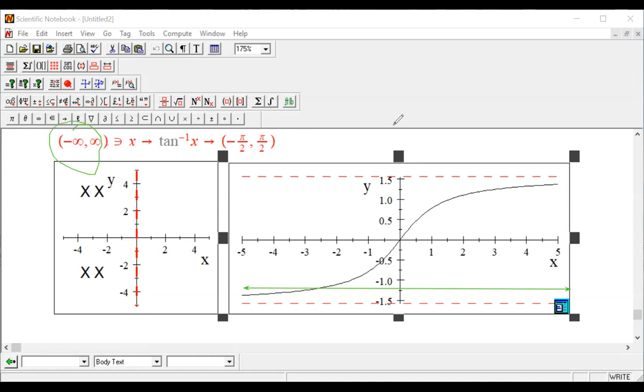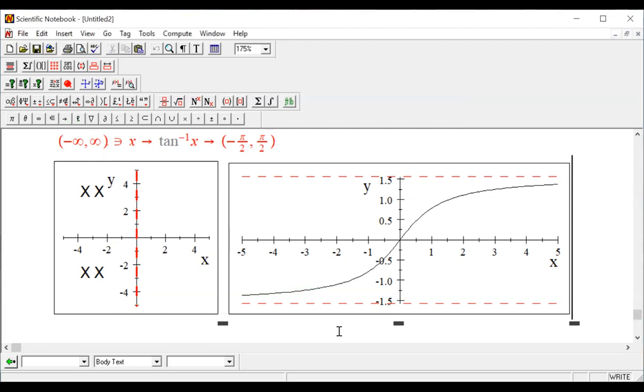Okay, and the range is the vertical span. The vertical span doesn't go beyond negative pi over 2, it doesn't go beyond pi over 2, and it cannot be negative pi over 2 or pi over 2 either. So that's an open interval. It tells us the output angle from arctangent is not going to be beyond negative pi over 2 to pi over 2. So that's the domain, that's the range, and the picture tells us so. Okay, so don't make that kind of mistake.